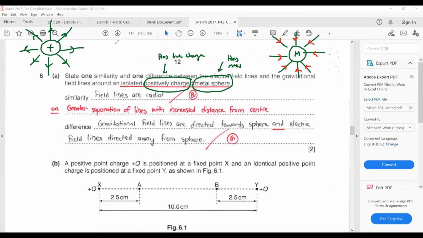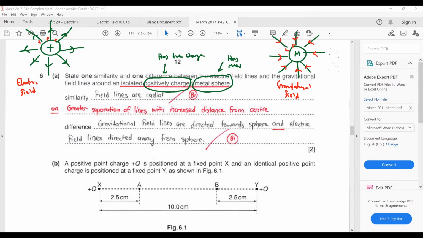Okay, positively charged metal sphere, I consider the two components, a charge and the mass component. The charge component will give you an electric field. The mass component will give you a gravitational field. Okay, because it's a sphere, your cross-sectional area is a circle. So when you try to draw, your field lines will always be perpendicular to the surface. So it will give you the appearance of a radial pattern. Okay, so your similarity here will be that your field lines are radial.